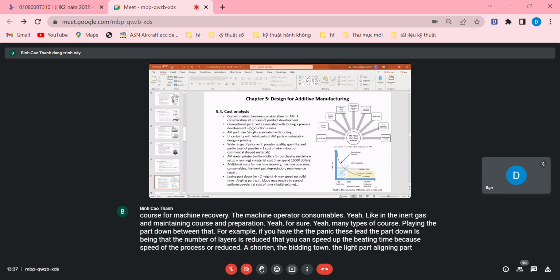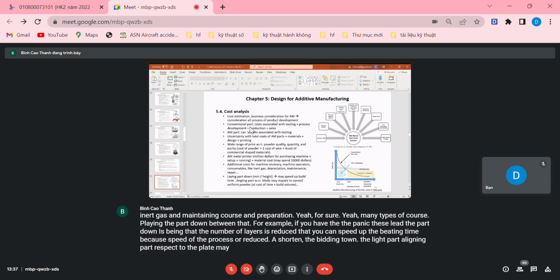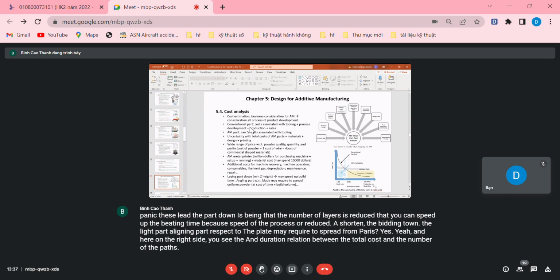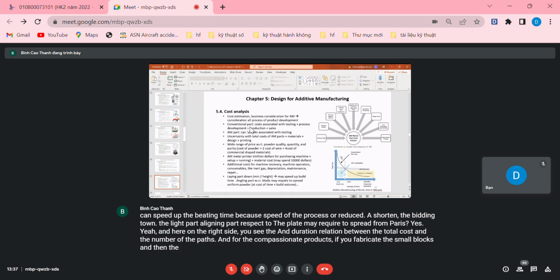A light part, a lining part with respect to a blade may require spreading uniform powders. And here on the right side, you see the relation between the total cost and the number of the parts. For conventional products, if you fabricate small lots, the cost of the parts will be extremely high.